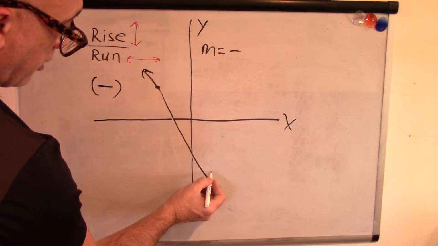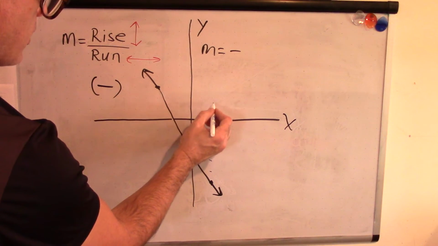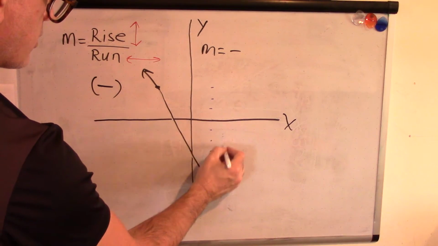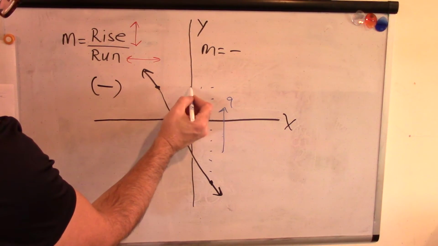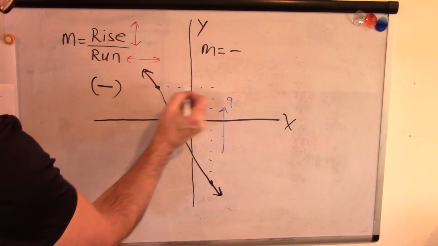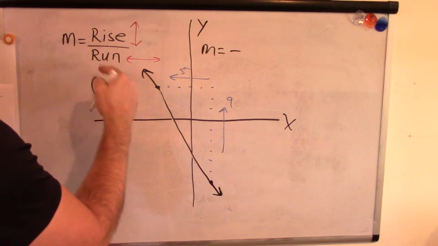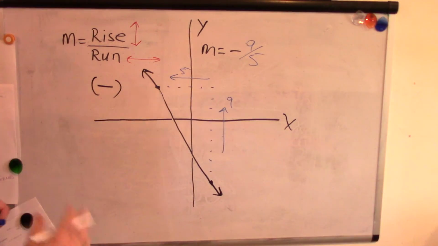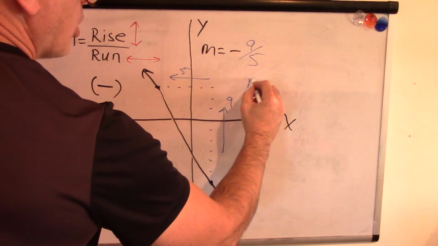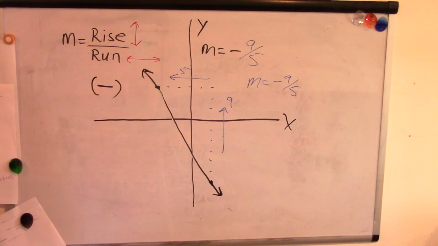Using just the points that I have here, we're going to count how much of a change this is. Going up, it's 1, 2, 3, 4, 5, 6, 7, 8, 9. This has a rise of 9. And it's going over to the left: 1, 2, 3, 4, 5. It has a run of 5. Rise of 9, run of 5, rise over run, rise goes on top. So it's a negative 9 over 5. We can't simplify that, so this slope is m equals negative 9 over 5. Okay?